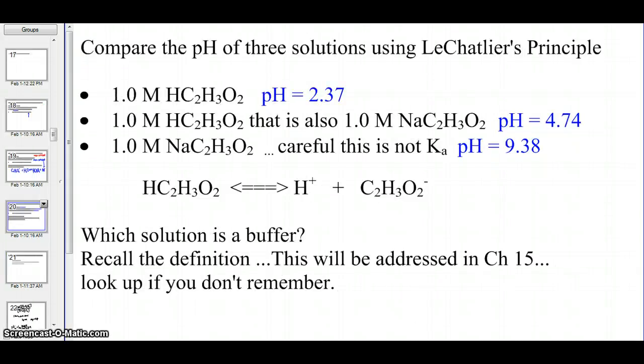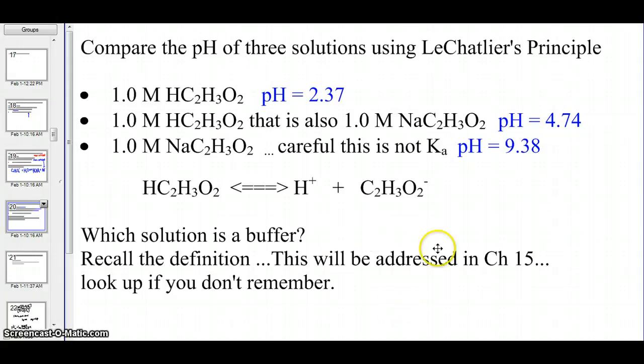So to review, was your prediction using Le Chatelier's principle consistent with the values that we obtained here? More acidic with just pure acetic acid? Definitely basic with the salt of a weak acid. The sodium salt of acetic acid is the salt of a weak acid. It will be basic, yes. Sodium acetate is a basic salt. And then in the middle, shifting the equilibrium. Is this what you predicted?